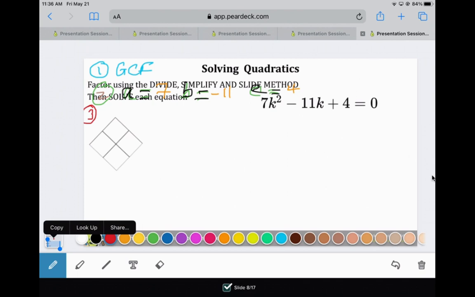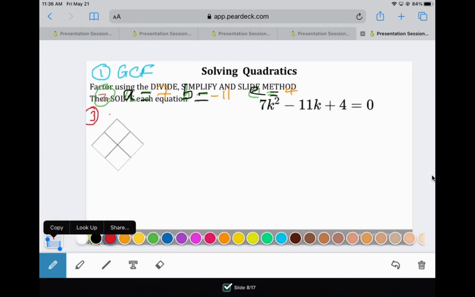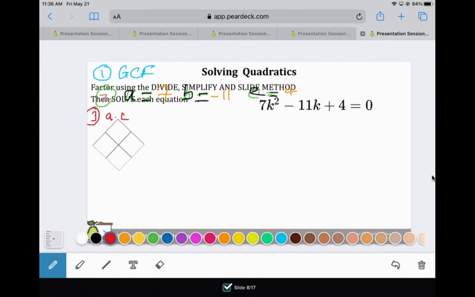Step number 3, I'm going to use this diamond, or the X, or the diamond, whatever you want to call it. The top is A times C, the bottom is B. So I'm going to fill out this number. So A is 7, C is 4, so if I multiply, that gives me 28, and this one is negative 11. So step number 3, I will work with that diamond, and I'm going to figure out what are these two numbers. So can someone tell me what are the two numbers that I should use for this? If I multiply them, they give me 28, but if I add those two, they give me negative 11.